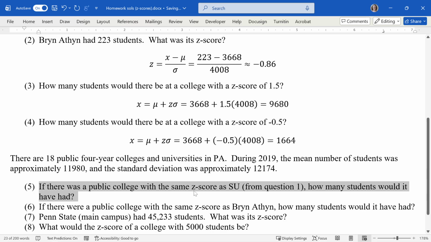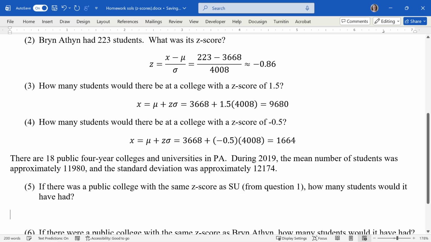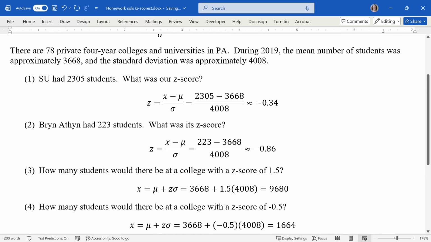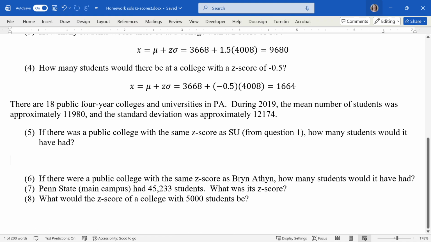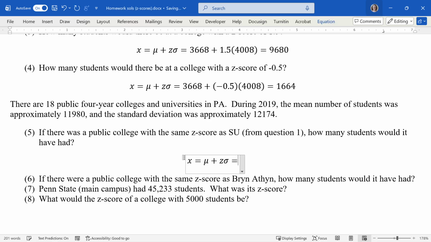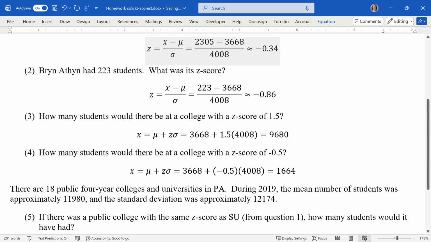Basically, if SU was a public college instead of a private one, how many students would it have if it was located in the same place in the distribution? We're trying to create a data value, so we're going to use this second formula here for x. Then we just plug in all the pieces. Now we're using a different mean, this public mean of 11,980. We're going to use the z-score from question 1, which was negative 0.34.